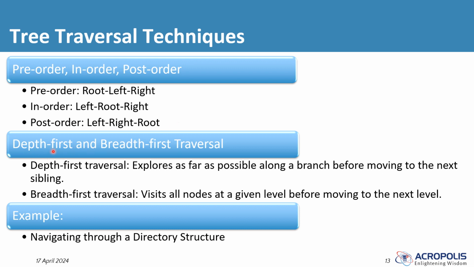Depth first and breadth first traversal. Depth first traversal explores as far as possible along a branch before moving to the next sibling. In this, we go to the last node of the tree and cover all the nodes in between. In breadth first traversal, we visit all nodes at a given level before moving to the next level. In this, we go to the first level and cover all the nodes, then go to the second level and cover all the nodes, and after that go to the third and to the last level of the tree. Example: navigating through a directory structure.